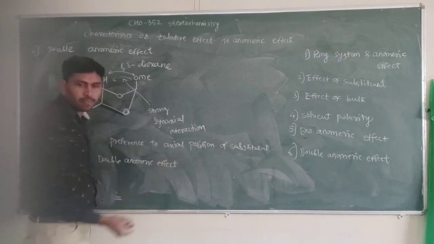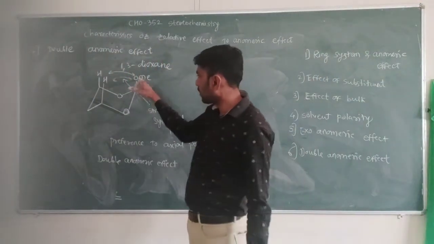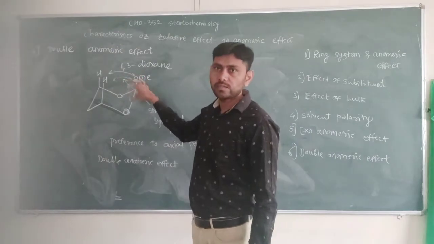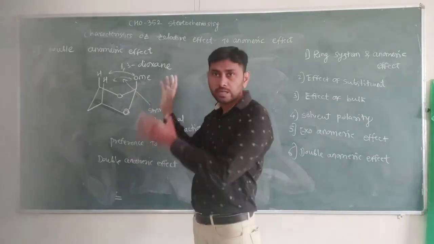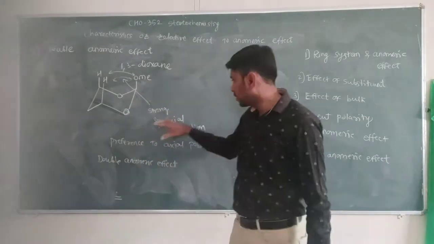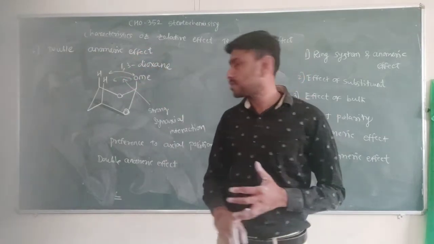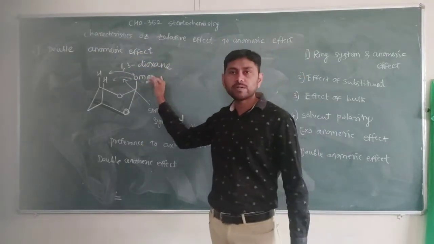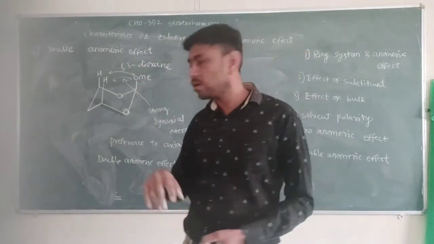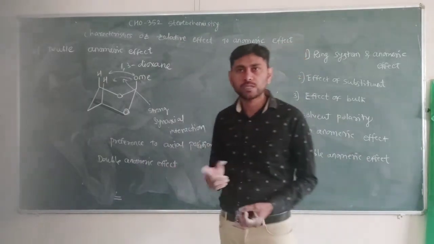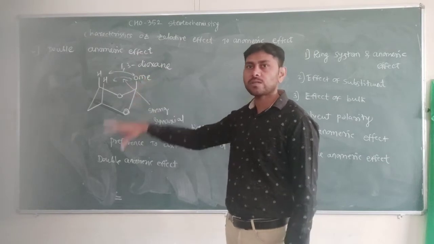So this is called the double anomeric effect, where the substituent is present in the axial position, but here the double anomeric effect is there. That's why this axial position is stabilized. We know that in the anomeric effect, extra preference is given to axial orientation at position C1 or C2, C1 in aldoses, C2 in ketoses. So extra preference is given to this axial orientation, and this is called the anomeric effect.